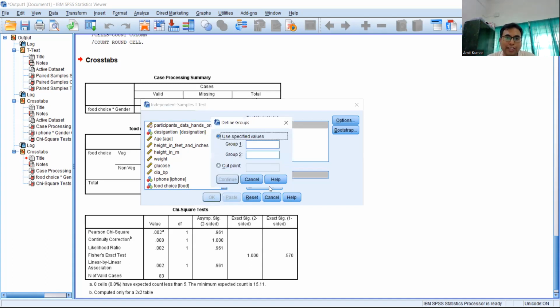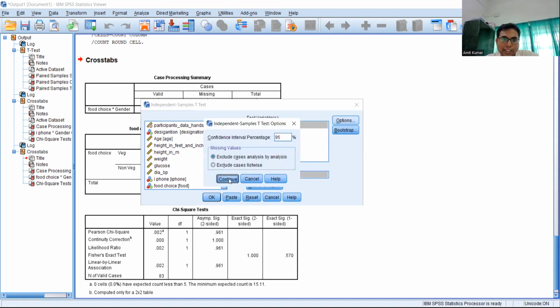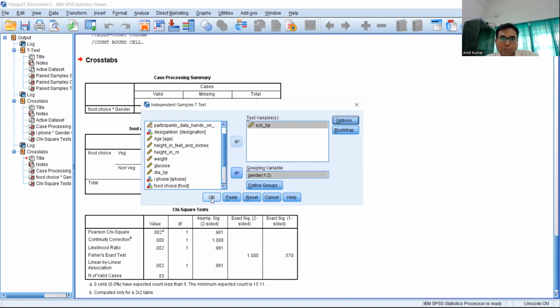What code have you given? For male and female, I have given 1 for female, 2 for male. So I have to enter those group values, we have to specify them. After doing this, most of the work is done. If we press OK, then we will get the difference in the systolic blood pressure between male and female.